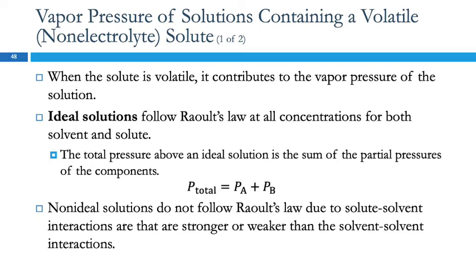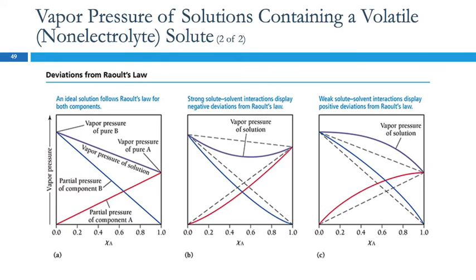If the solute is volatile, if it evaporates, then it will also contribute to the vapor pressure of the solution. So we can talk about an ideal solution, which obeys Raoult's law at all times. The total pressure of the solution should equal the partial pressure of each of the parts. But there are also non-ideal solutions that do not follow the law. So this is a graph showing ideal behavior.